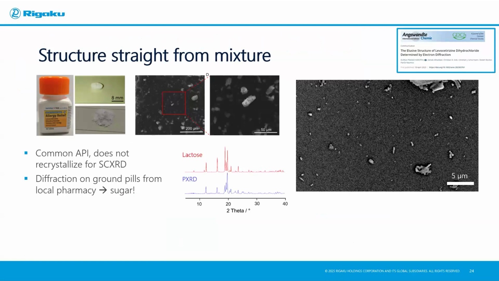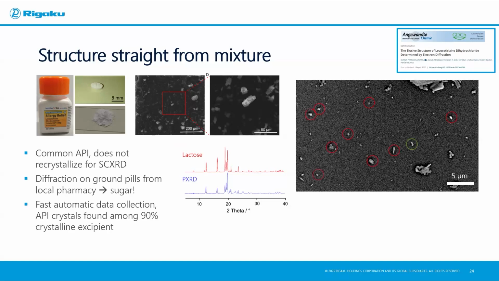It's also about a pharmaceutical, levocetirizine dihydrochloride. It's a common antihistaminic drug that has been administered over decades now, but the structure is unknown because it's so hard to recrystallize for X-ray diffraction. So what we did here, in collaboration with NYU Abu Dhabi, is to get a pill from the local pharmacy, grind it down, and then in the powder pattern mostly see lactose because it's a pill, it's mostly sugar, there's only a little bit of API in it.